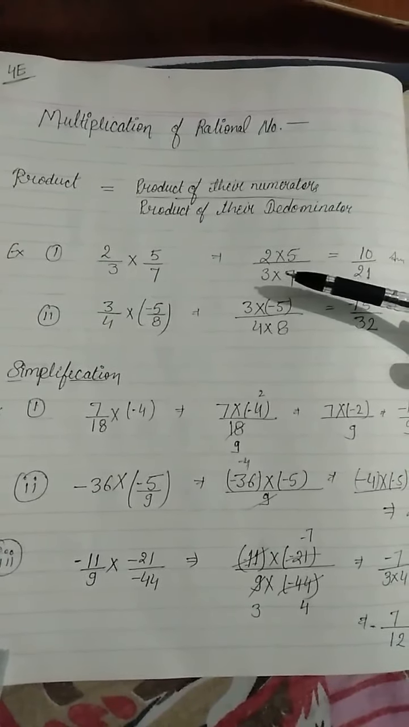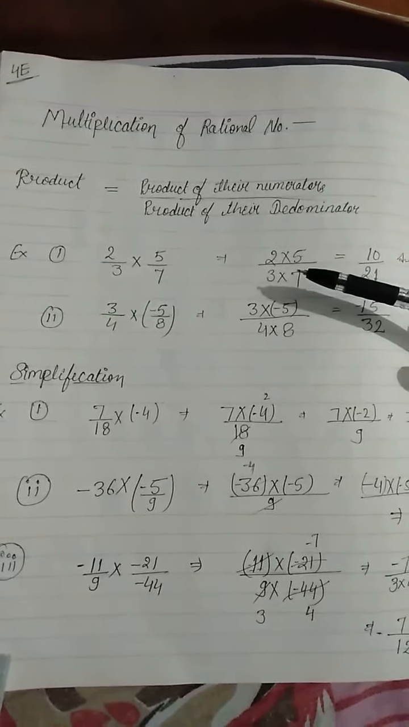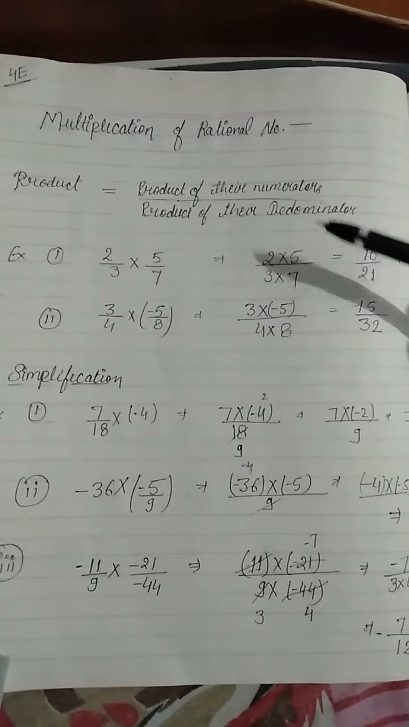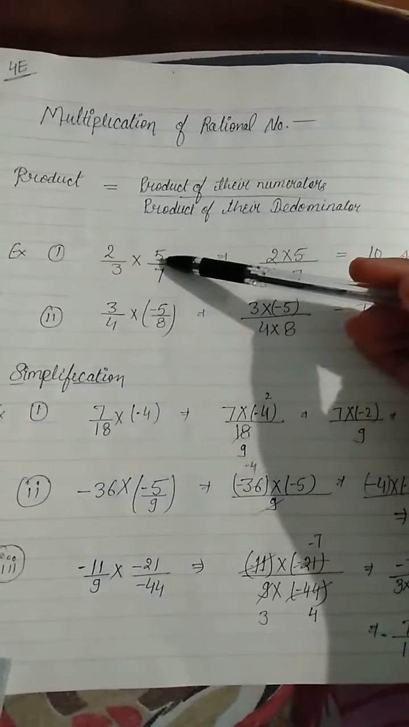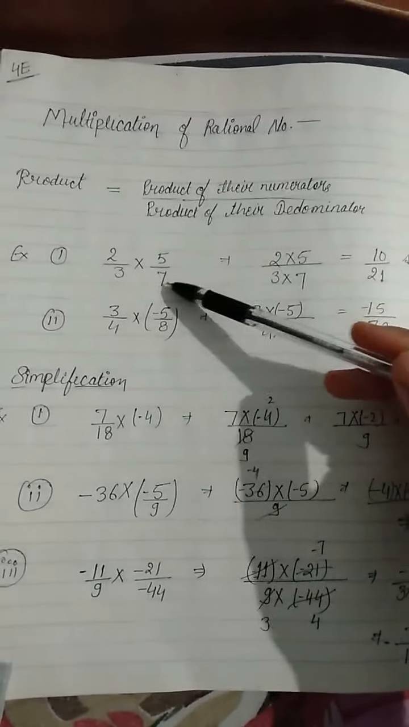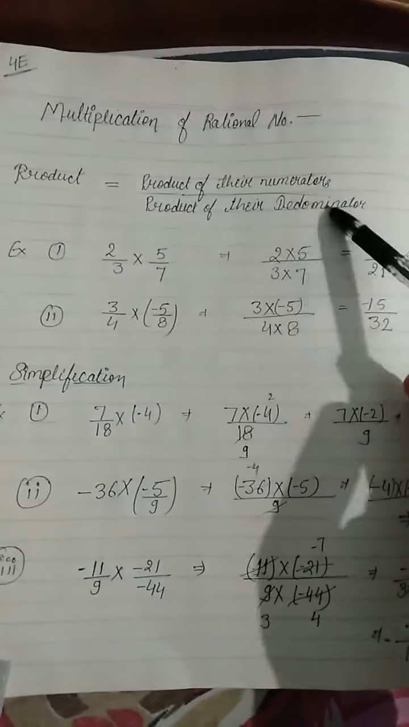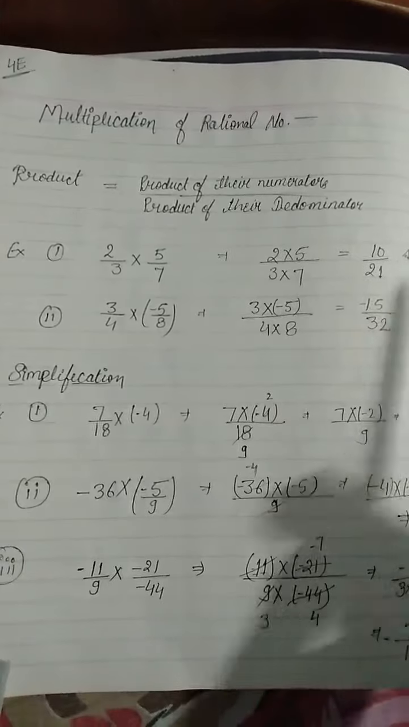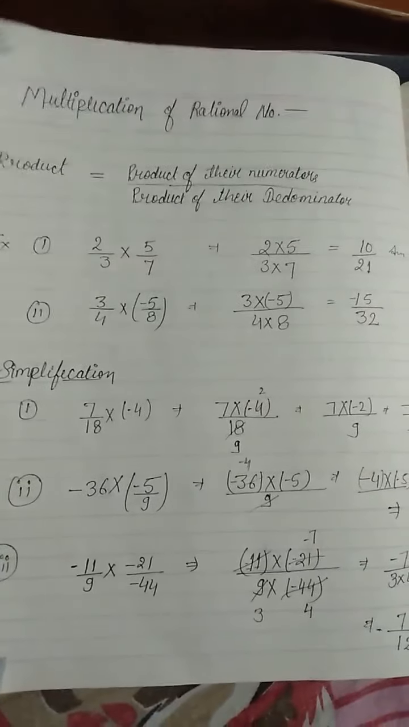Like I am taking an example, 2 upon 3 multiplied by 5 upon 7. So in this question we will multiply numerator with numerator, that means product of their numerators, and 3 with 7, that means product of their denominators. So 2 into 5 is 10, 3 into 7 is equal to 21.